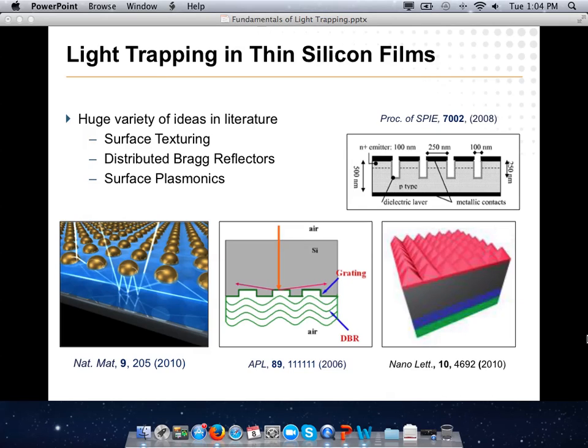So this was a fun slide. When I first started doing my PhD, this was like a really hot topic. Everybody was obsessing, how do we trap light in solar cells? We had all these thin films. What are we going to do? What are we going to do? So every other week, somebody came out with some wacky publication.